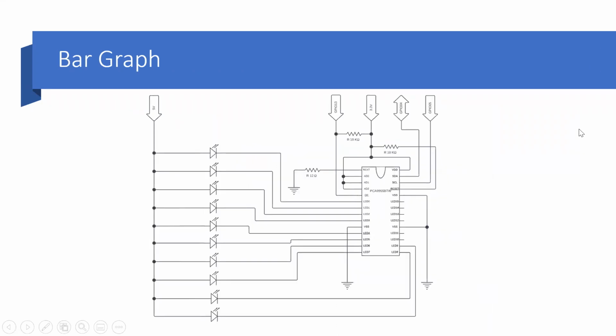This is the bar graph display, and you can see it has all of the LEDs right here with the 5 volts going in, and you can see all the GPIO inputs and outputs that communicate with the Raspberry Pi with this chip right here.